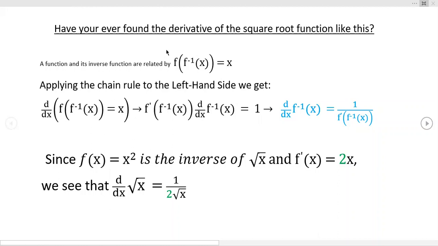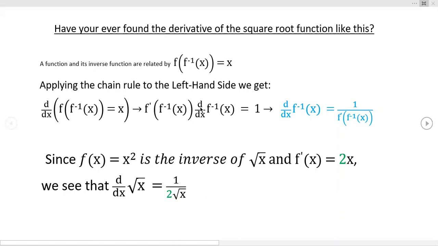Now, what we have right here is the composition of two functions, namely the function and its inverse. So that means you can apply the chain rule. So d/dx of that expression, taking the derivative of x is easy. You see that right over here, right? But the chain rule says you take the derivative of the outer function, which is f, you evaluate it at the inner function, then you take the derivative of the inner function again.